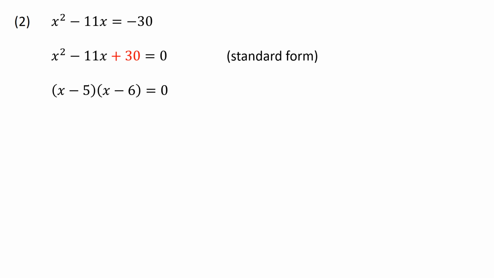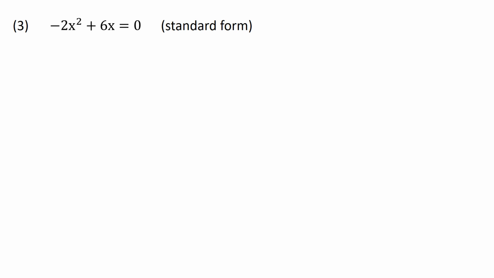And because of the positive, we're going to have two signs that are the same, and because the middle term is a negative, we're going to have the x minus 5 as well as x minus 6. If we separate this bracket and equate them to 0, we'll have the following answers. X is equal to 5 or x is equal to 6.